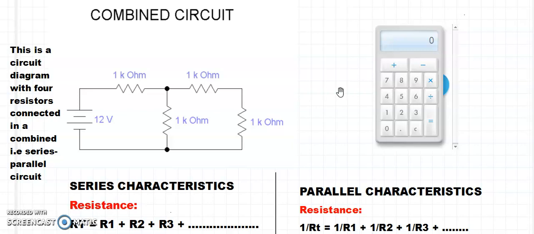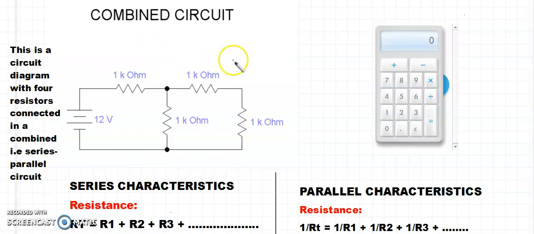This is the lecture related to the summary of combined circuits, and I hope this will enable you to understand it more thoroughly. Okay, combined circuits are also known as series-parallel circuits, and you can see a diagram of this circuit. We have a 12 volt battery and four 1 kilo ohm resistors connected in a combined circuit. This is a circuit diagram with four resistors connected in a combined, that is, a series-parallel circuit.